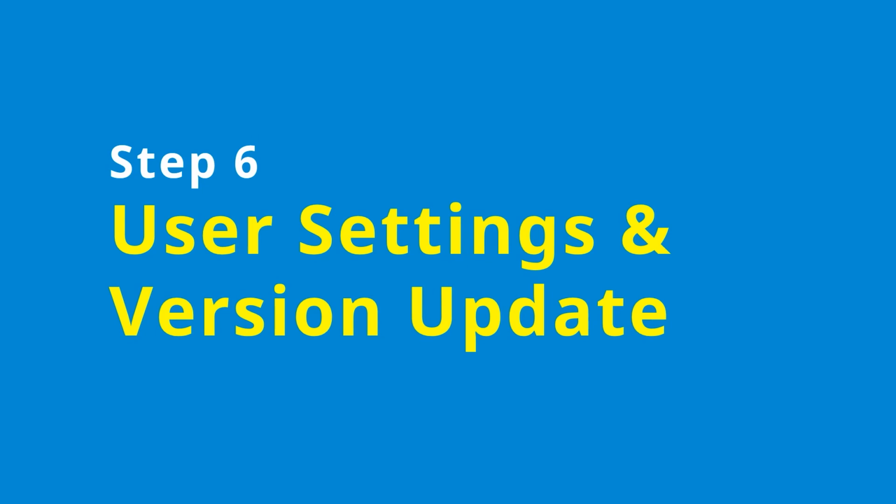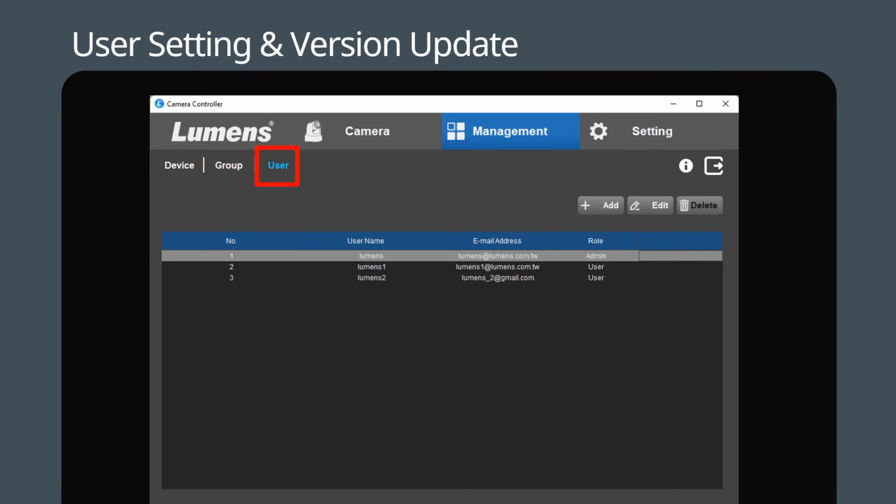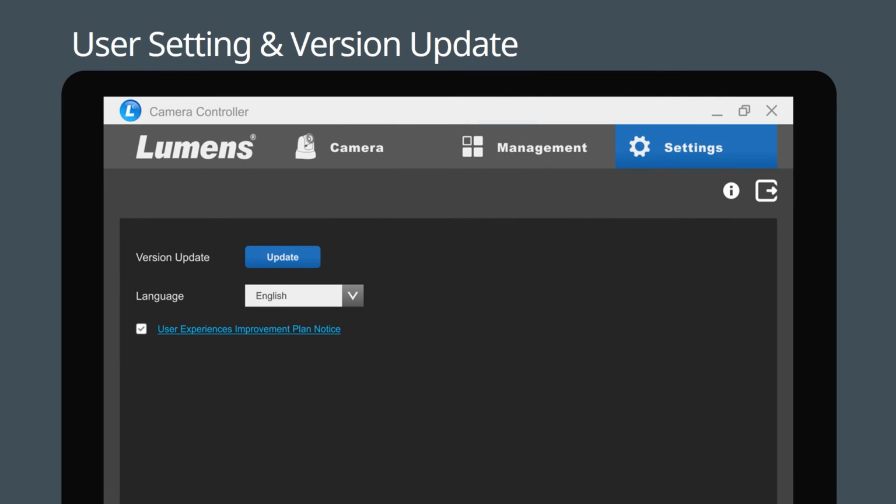Step 6. User setting and version update. In the User tab, you can check user accounts. You can also add and edit accounts or delete users. In the Settings page, you can update the software version and change to your preferred language setting.